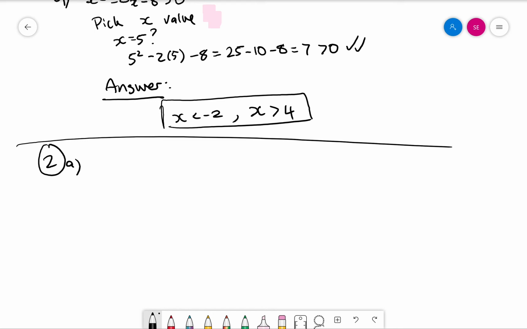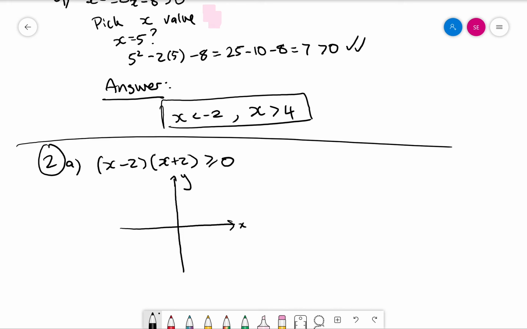So 2A, we want to solve each of the inequalities here. So we've got x minus 2, x plus 2 is greater than or equal to 0. Alright, so again, what we should do is we should sketch the graph. We know it's going to intercept at, so this is x is equal to 2 will be the intercept, and this is x is equal to -2. So it'll intercept here at 2 and -2.